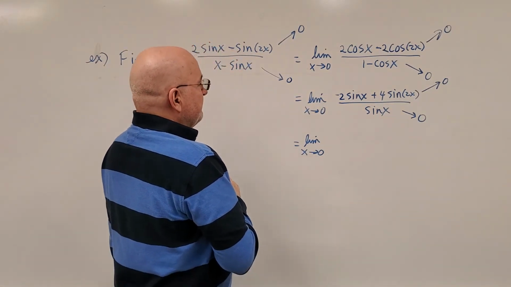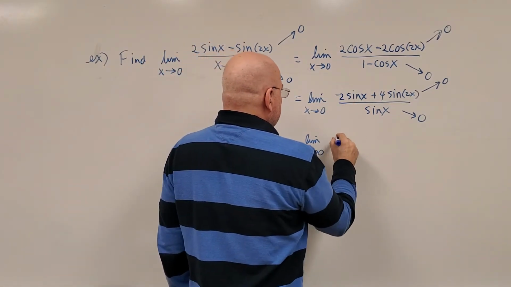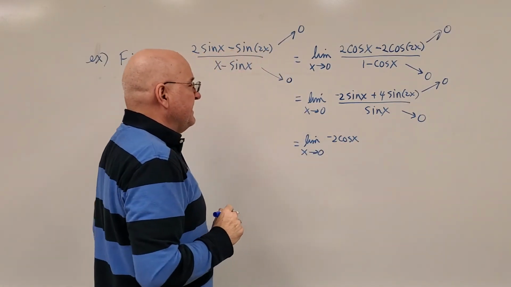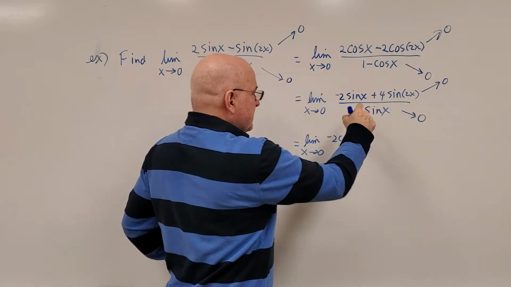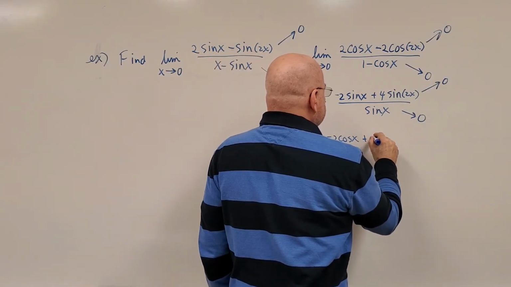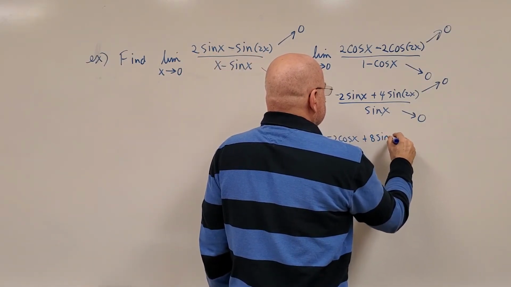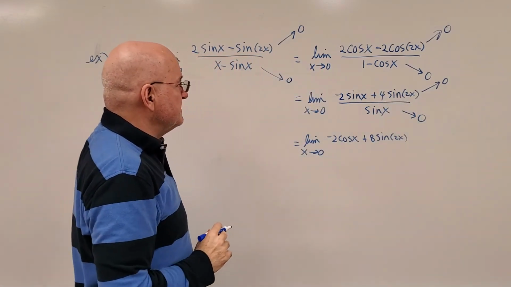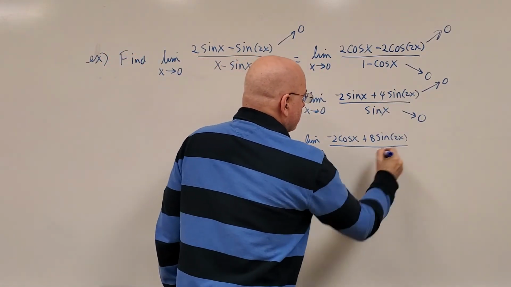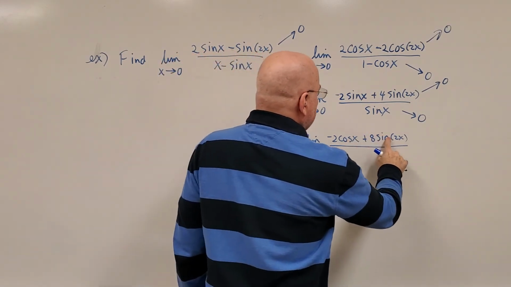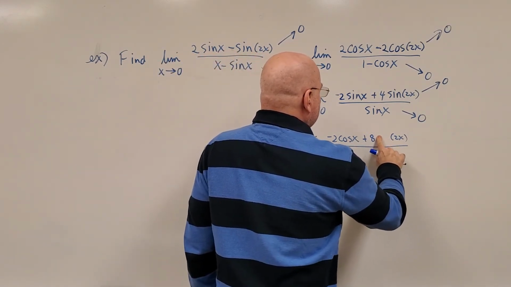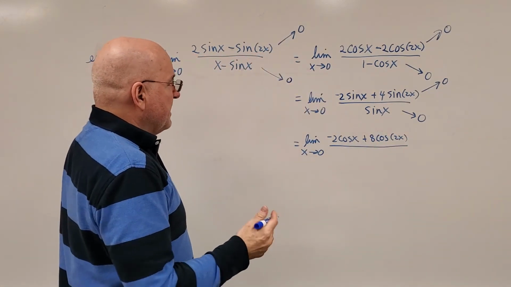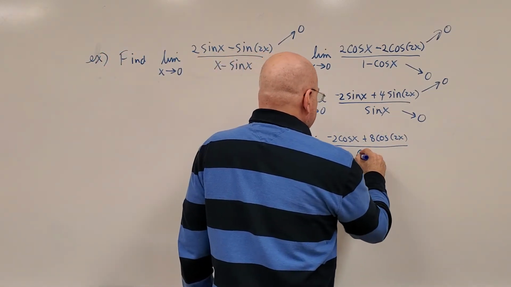So let's take the derivative of the top. Derivative of sine is cosine. So we get negative 2 cosine x. Derivative of sine is cosine, so I'm going to get a plus 8 cosine of 2x, since I had to multiply by 2 because the derivative of 2x is 2. Oops, that's supposed to be a cosine. And the bottom is easy. Derivative of sine is just cosine.